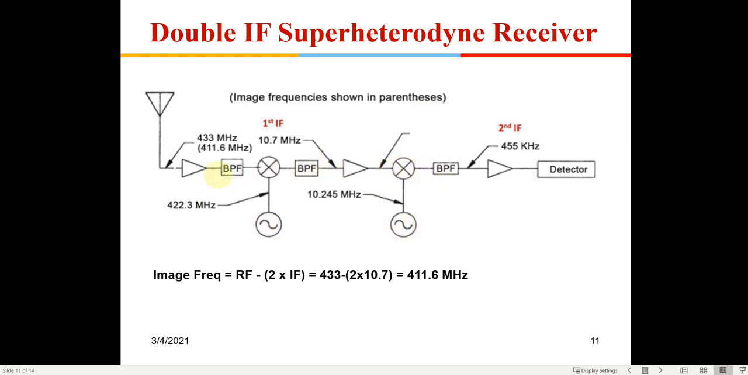The first IF will enable me to reject the image frequency, whereas the second IF will enable me to select only the desired frequency and remove the adjacent channels. Okay, now if you see, this LO need not be tuned. This can be fixed because this frequency is also fixed. 10.7 is fixed, 10.245 is also fixed. This 455 is also fixed.